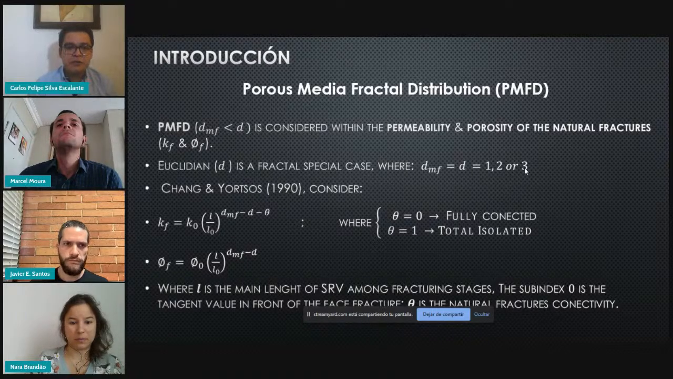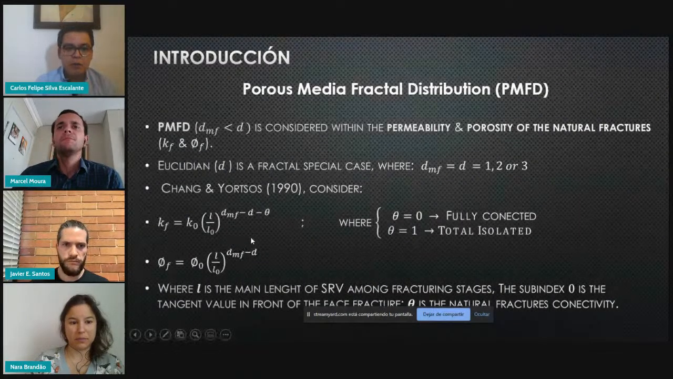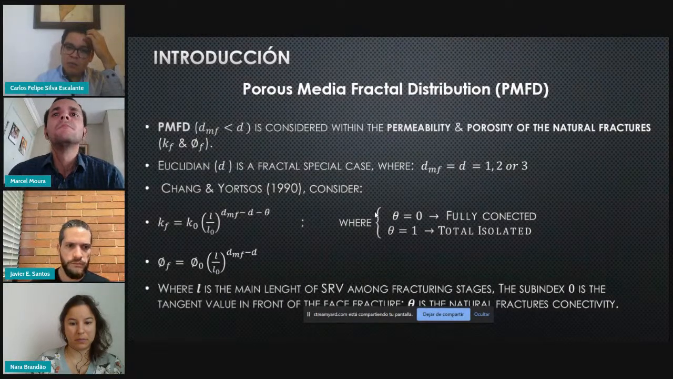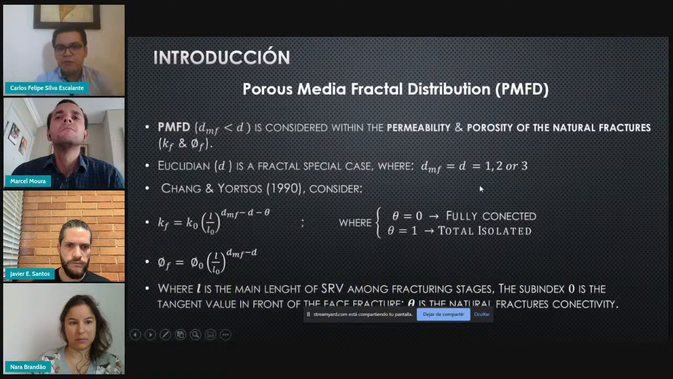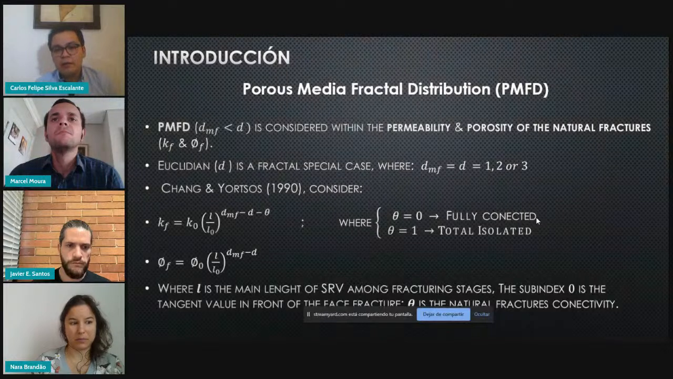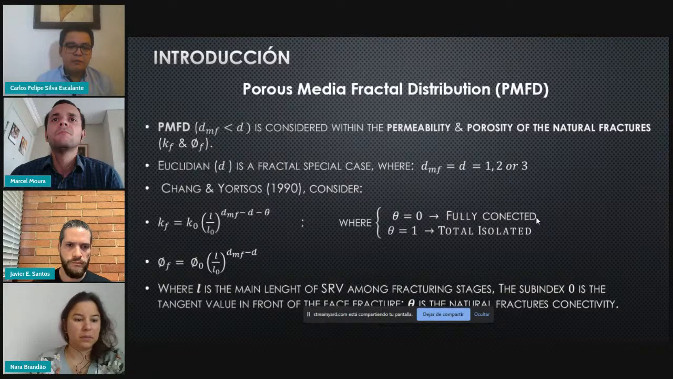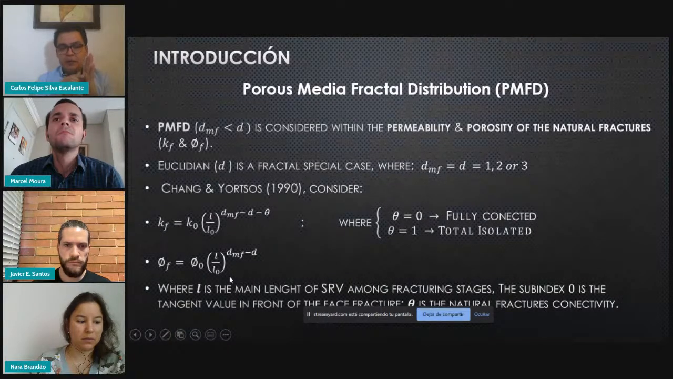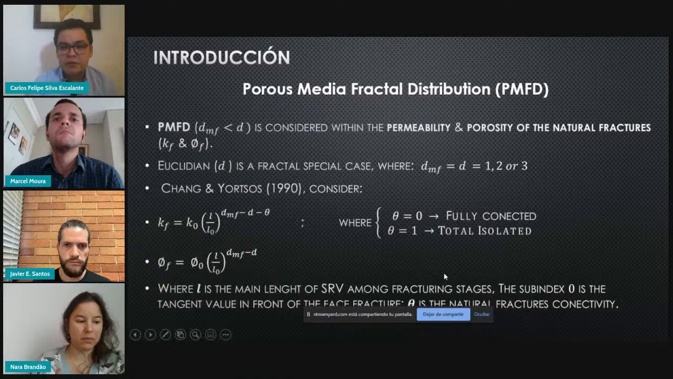Chang and Giona consider two equations governed by a power law, like this, where theta is the natural fractures connectivity. When theta is 0, we consider the natural fractures fully connected. When theta is 1, we consider the natural fractures totally isolated. And L is the main length of the SRV among the fracture stages. So index 0 is the tangent value in front of the fracture face, the first value, and theta is the natural fractures connectivity.